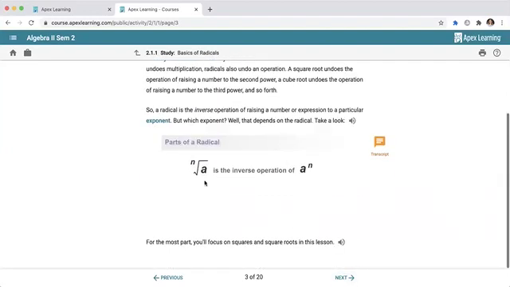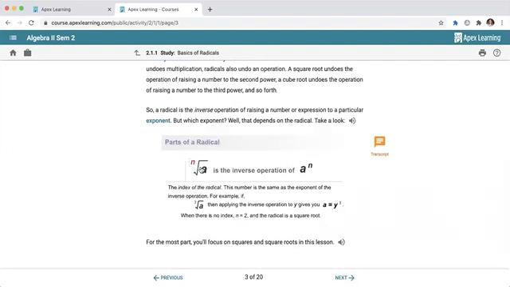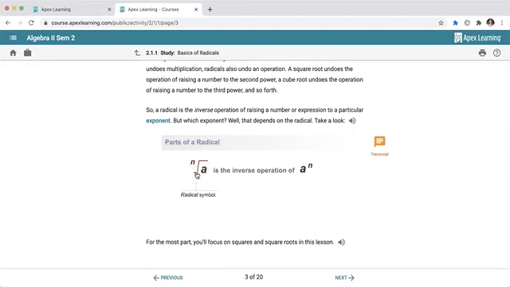So again, looking here, if I have n root of a, that's how you'd read this. This is the nth root of a. Its inverse operation is a to the power of n. And if we take a look here at just more specifics, we define this that a, the thing under the root symbol, is called the radicand.